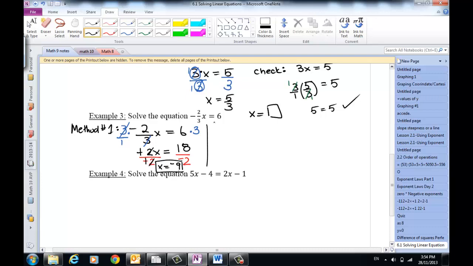So essentially method 2 is very similar, but I'm going to do it in one step. So again, I've got negative 2 over 3x is equal to 6. Well, all I did in that step is I said, okay, I need to get rid of this 3. So how can I make that 3 become a 1? Well, if I multiply both sides by 3, then that 3 is going to become a 1.